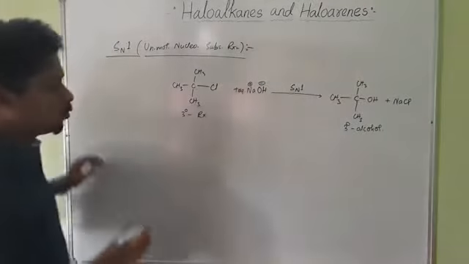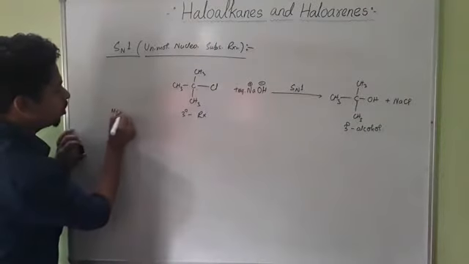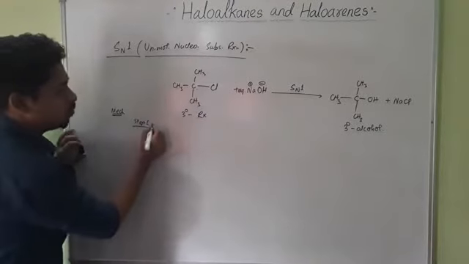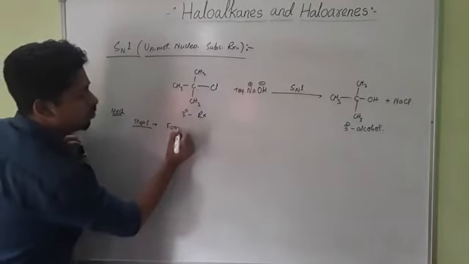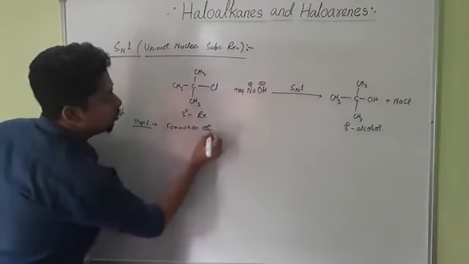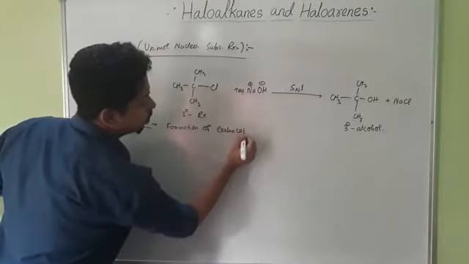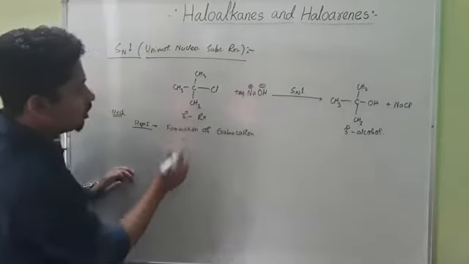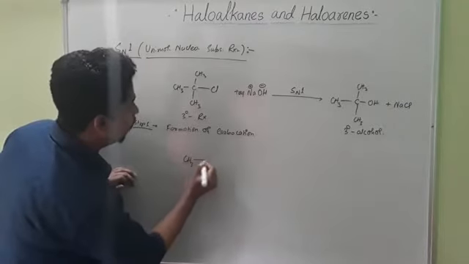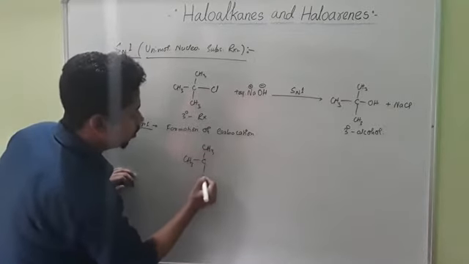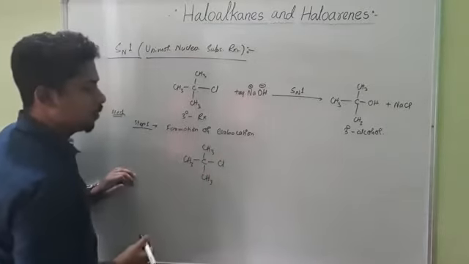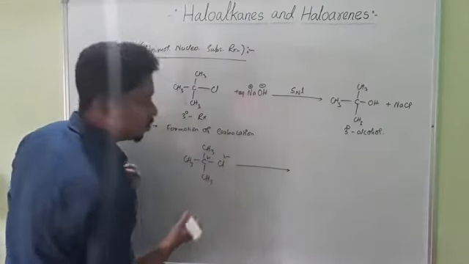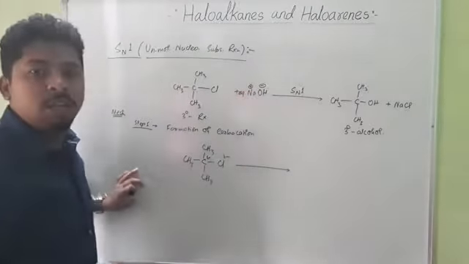Now the next one is the mechanism of this reaction. Step 1 involves the formation of carbocation. What is carbocation? Carbocation means carbon with positive charge. Now let us take this 3 degree alkyl halide, CH3, bond C, bond CH3, bond CH3, bond Cl. Here you see this is delta minus, this is delta plus. In this step, the formation of 3 degree carbocation takes place.